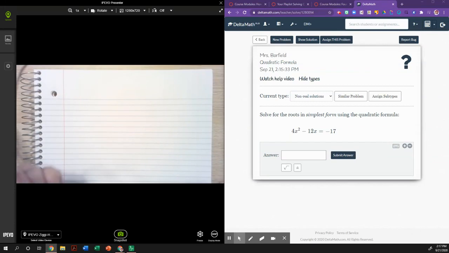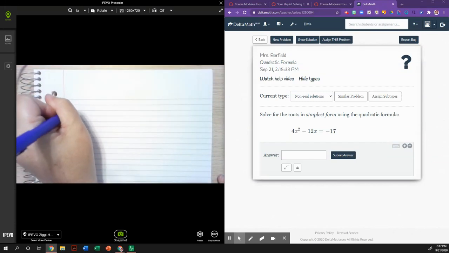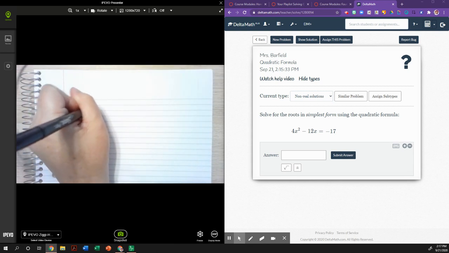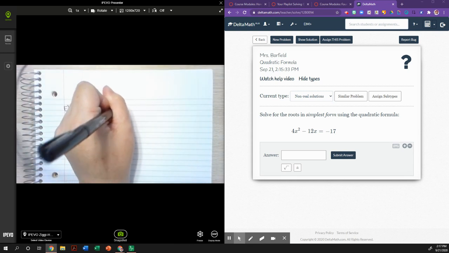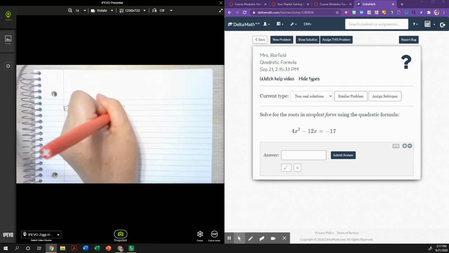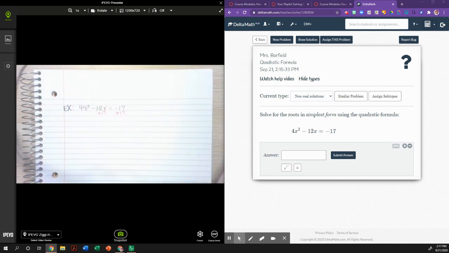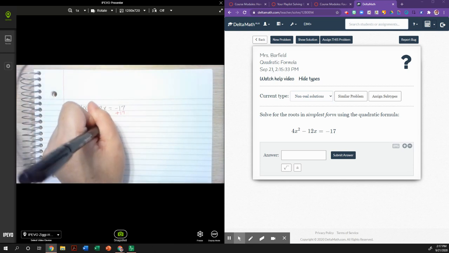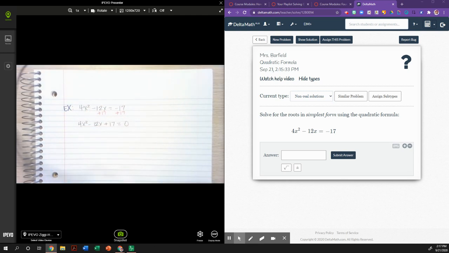All right, you guys, so let's take a look at another example of solving quadratic equations. I've got 4x squared minus 12x equals negative 17. Remember, the problem needs to equal 0 before I can solve using the quadratic formula. So I am going to add 17 to both sides. That gives me 4x squared minus 12x plus 17 equals 0.